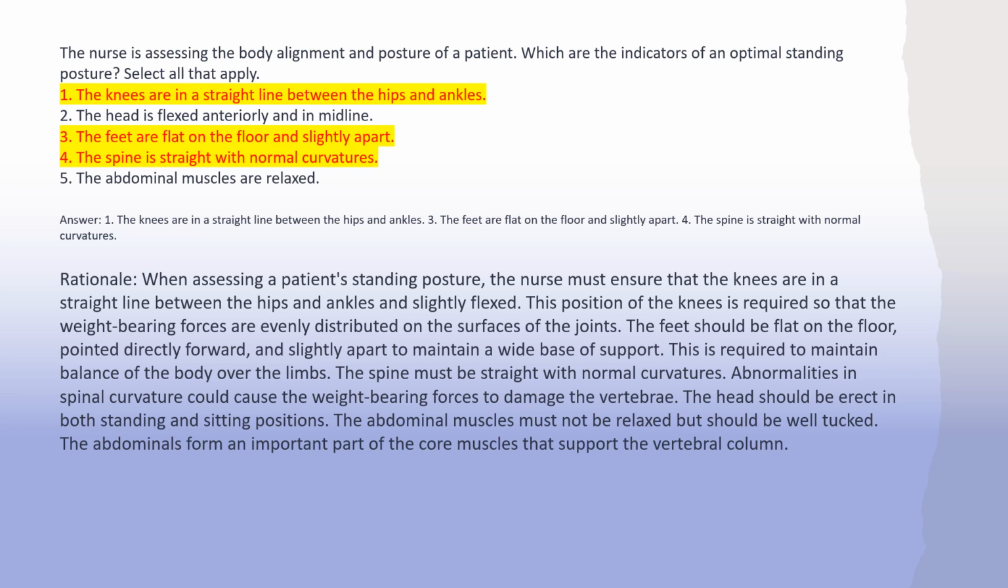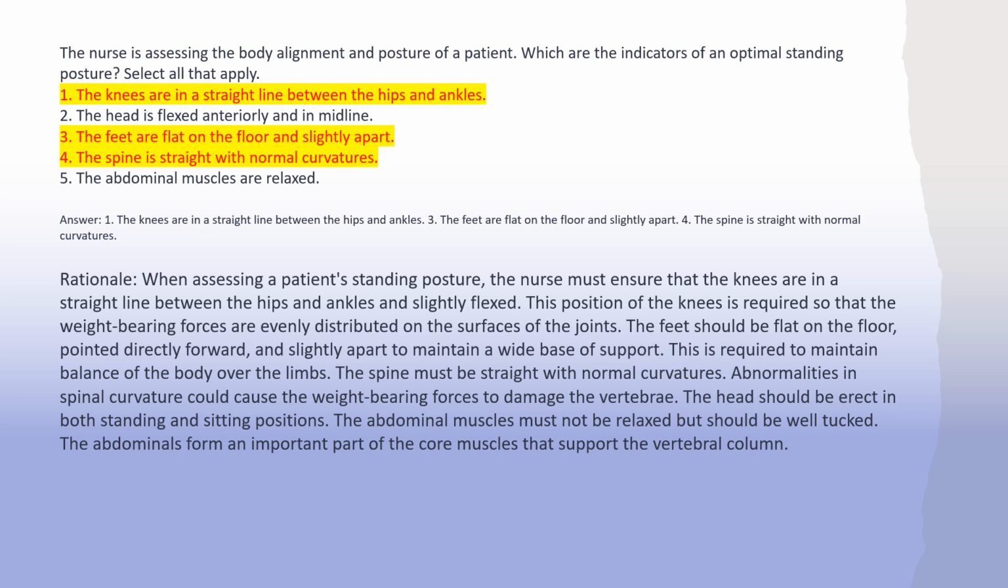This position of the knees is required so that the weight-bearing forces are evenly distributed on the surfaces of the joints. The feet should be flat on the floor, pointed directly forward, and slightly apart to maintain a wide base of support. This is required to maintain balance of the body over the limbs.